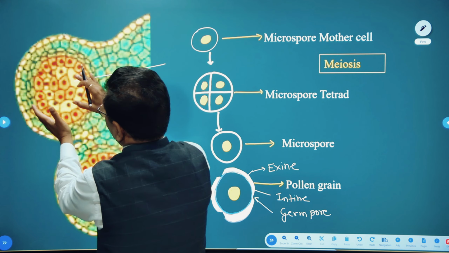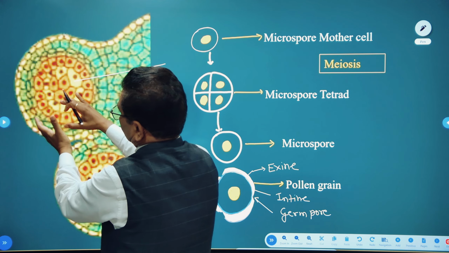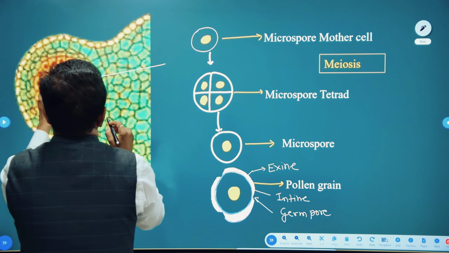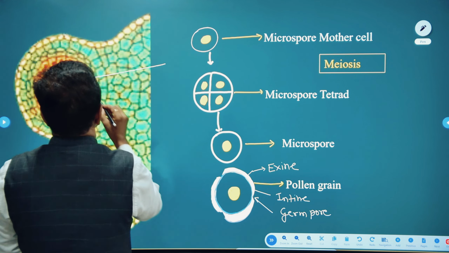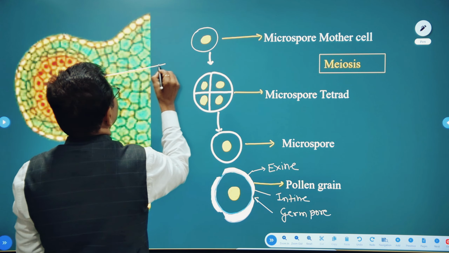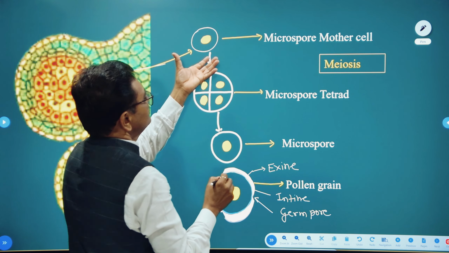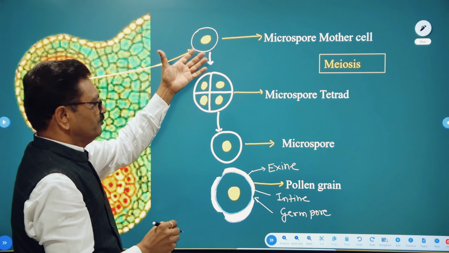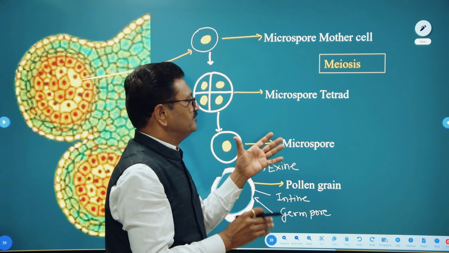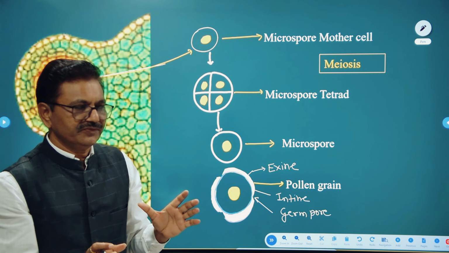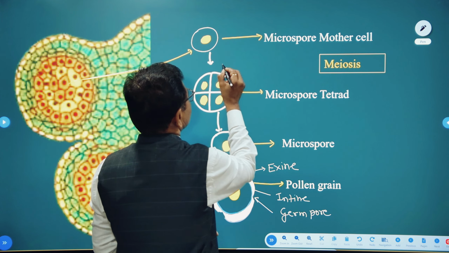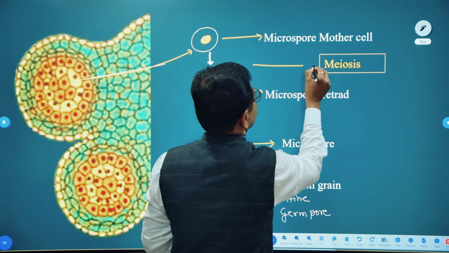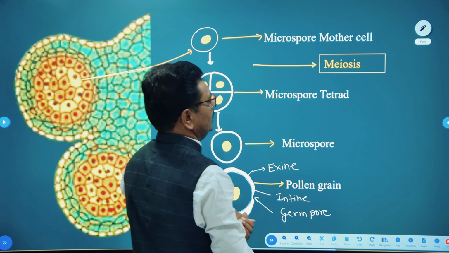A part of the anther is a pollen sac, also called a sporangium. In that you can see microspore mother cells. What is this? Microspore mother cells. So these are the microspore mother cells. If you take a single microspore mother cell, from one microspore mother cell 4 pollen grains are formed. Okay? So this is a single microspore mother cell. This microspore mother cell undergoes meiotic cell division. What happens in it? Meiosis happens.